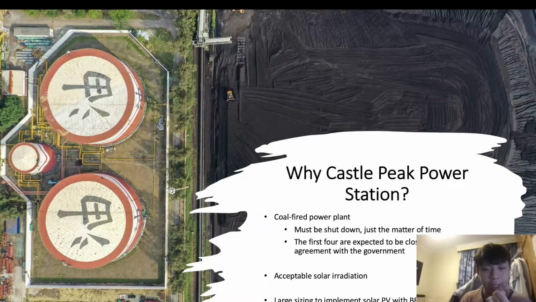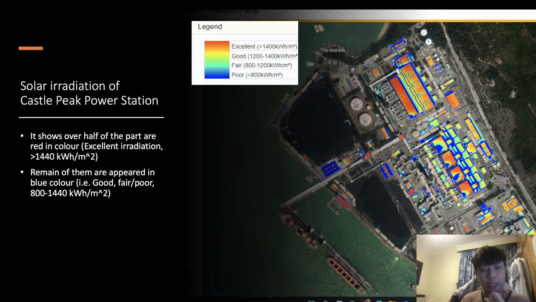The second consideration is that it has acceptable solar irradiation. I will show you later. And the third is that the site is quite large for us to implement solar PV. Other than solar PV, we will also implement BESS at utility scale. We'll talk about it later. Solar irradiation of Castle Peak Power Station: most of it is excellent solar irradiation. The remainder is good, fair or poor, within the 800 to 1,440 kilowatt hours per square meter range.